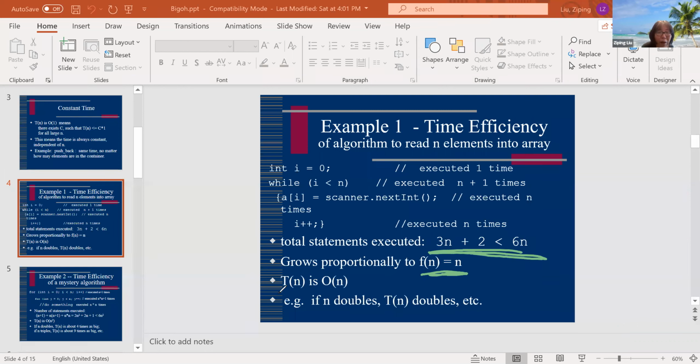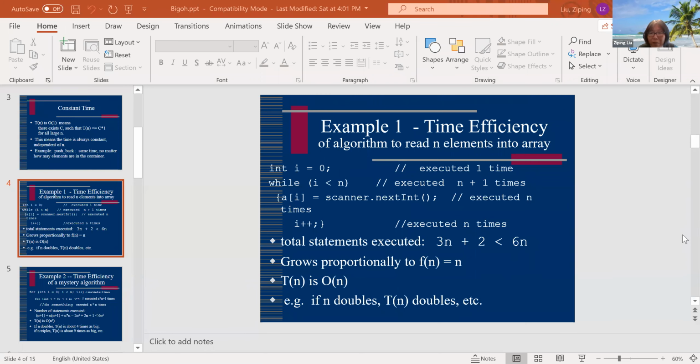So we just say, okay, Tn is order n. What does this mean? That means if n doubles, Tn also doubles. It's a linear relationship. So that's how we come up with that Fn. This is the simplest case.